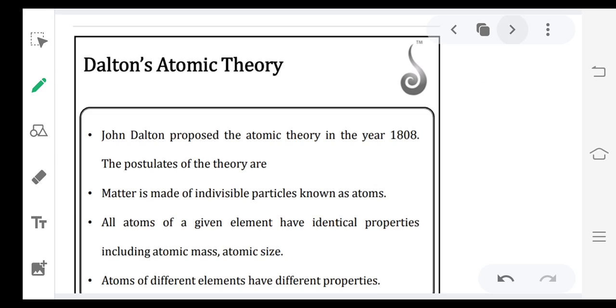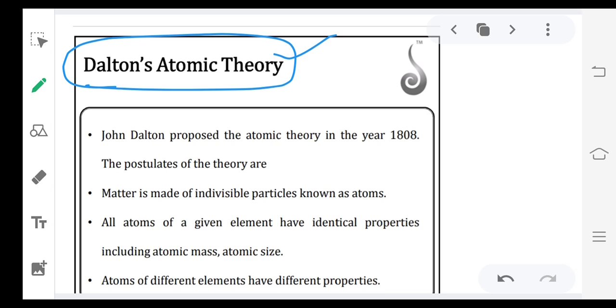Next concept, Dalton's atomic theory. So it is an important theory for board exams. Even in competitive exams also they are asking questions. In the last JEE exam they gave one question on Dalton's atomic theory for 4 marks.